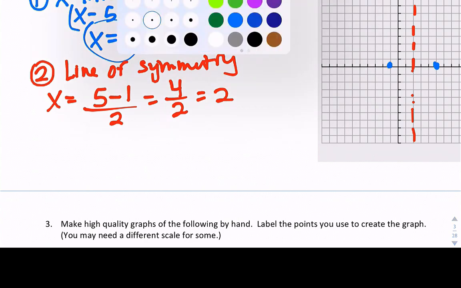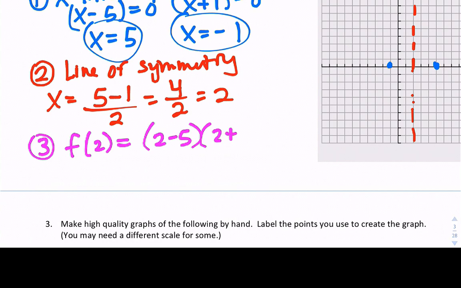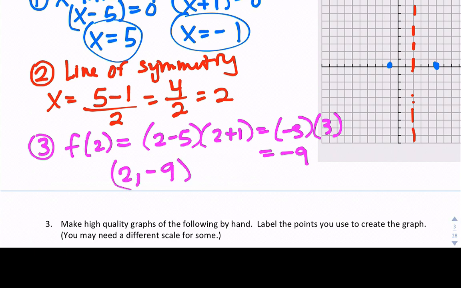But to find the actual point on that line, we're going to plug in a 2. So I'm going to say f of 2. Plug in a 2 and see what you get. So we get 2 minus 5 times 2 plus 1, which is, 2 minus 5 is negative 3, 2 plus 1 is 3. So again, we get negative 9. Doesn't happen for all the graphs, but for this last 2 it does. So we're going to plot the point 2, negative 9. So 2 over, 9 down, 3, 4, 5, 6, 7, 8, 9. I believe it's right here.